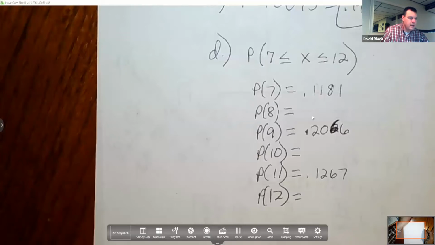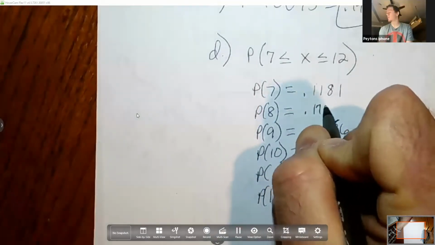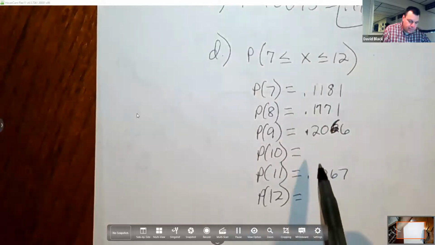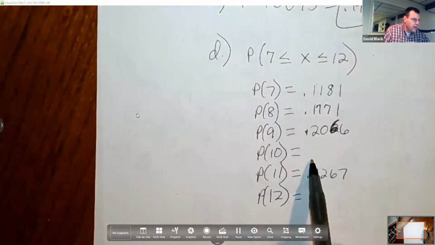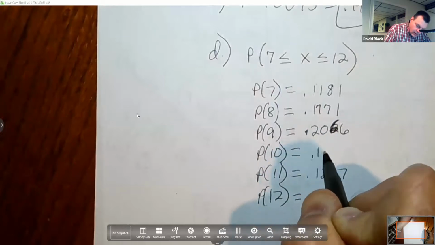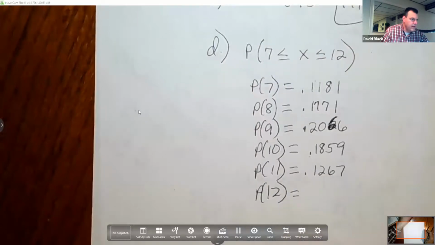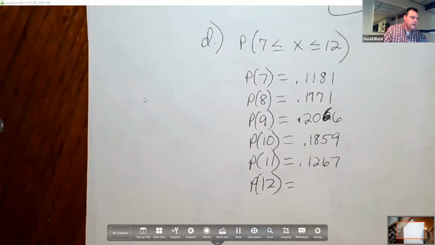Let's circle back to 8. Is the number for 8 done now? Yes, we got 0.1771. 1771, good. Is the number for 10 done now? Yeah, 0.1859. I think you said 0.1859. If that's wrong, send me a chat and I'll correct it.